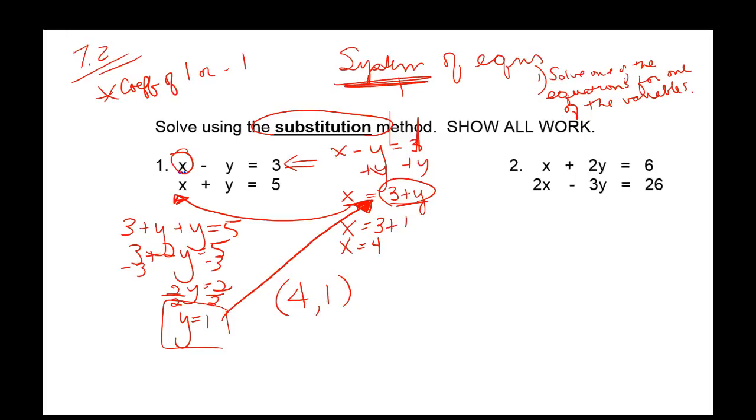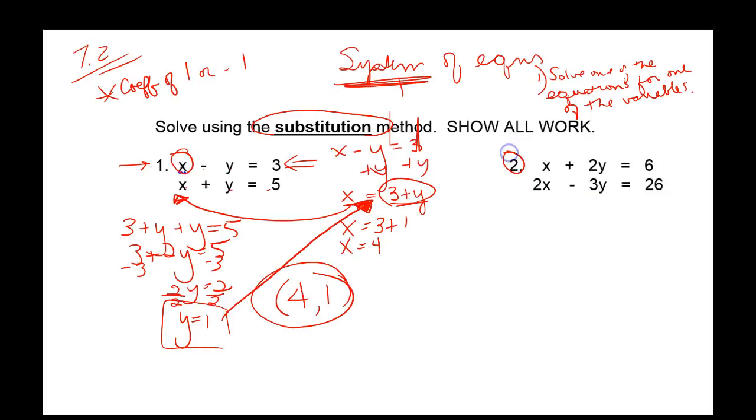Now I'm going to eyeball it in these equations and look up at my first equation: 4 minus 1 equals 3. That works. 4 plus 1 equals 5. That works. So (4, 1) is my solution. Remember, the solutions to a system of equations are a coordinate point where the lines intersect, right? Okay, let's try this second example.